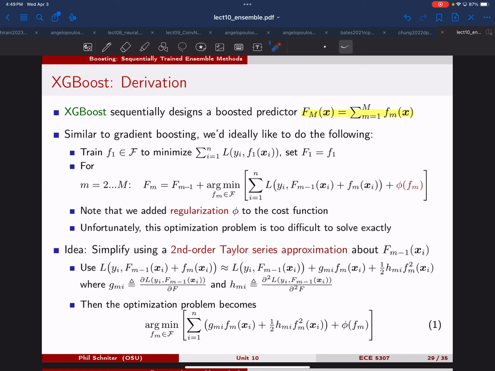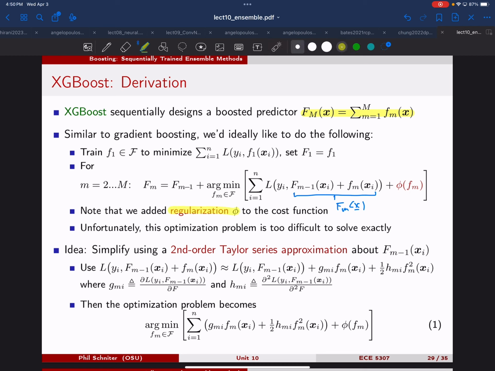Similar to gradient boosting. So this is the new boosted predictor, the old one plus the f_m that we designed by minimizing this. Here is the loss, and as with gradient boosting, you can see that we're trying to make the new boosted predictor, this is going to be our F_m(x). We're trying to adjust the little f_m so that the capital F_m minimizes this loss. But in addition, now there's a regularization that operates on that little f_m. Talk about what that regularization is in a moment.